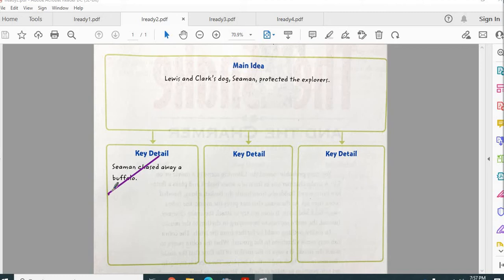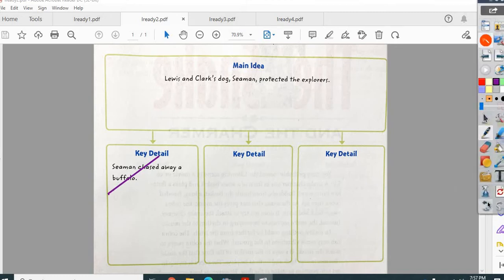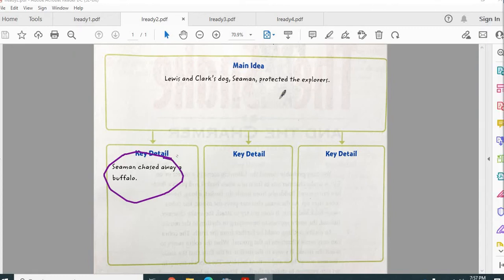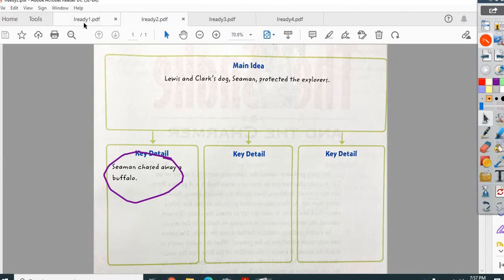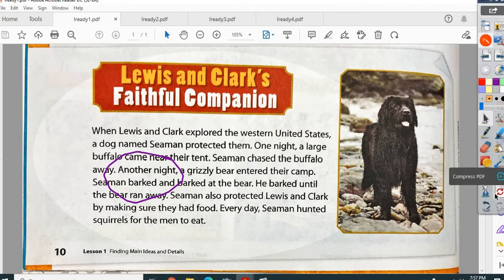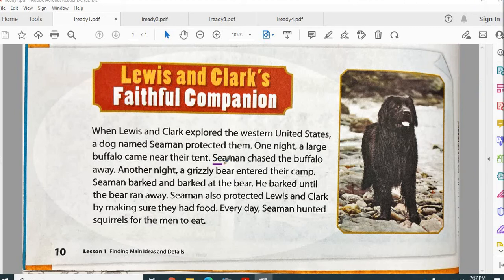And they found one. They said Seaman chased away a buffalo. That's showing that he protected them, chasing away that buffalo. So let's go back and look and see if we can find two other details, two other proof that proves that he's protecting them. All right, so in the paragraph, there's where it's talking about him chasing away the buffalo, so we can't use that one again. We need something else.